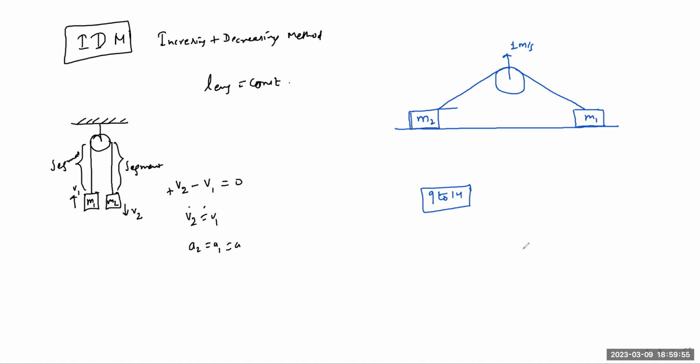And one more concept that you can always apply. If a string is taut, and you know the velocity of the two ends, along the rope it should be the same. Why? To keep it taut. Either it will break or it will become loose. Okay, so V2 cos beta will try to extend it, and V1 cos alpha will try to shrink it, but both must be the same.